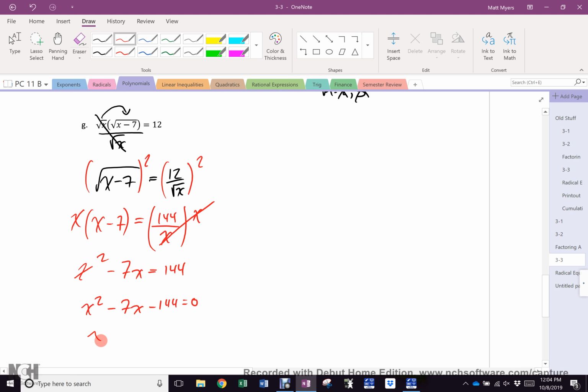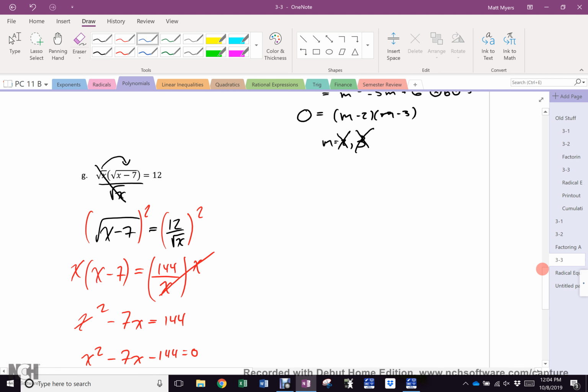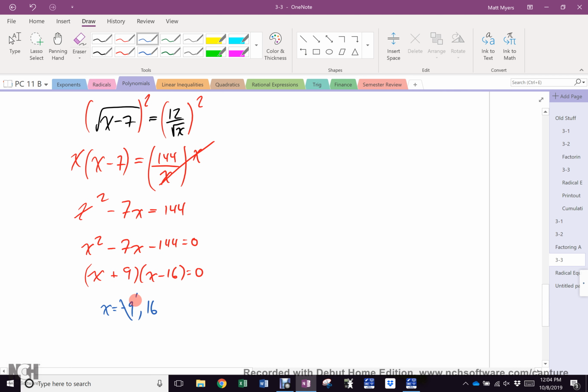And it is, of course, x plus 9, x minus 16. And what are my 2 possible options now? Negative 9 and positive 16. And then we go check. Can negative 9 work? Why not? Because couldn't that be negative 9? No. So we know without even doing anything, it's out.